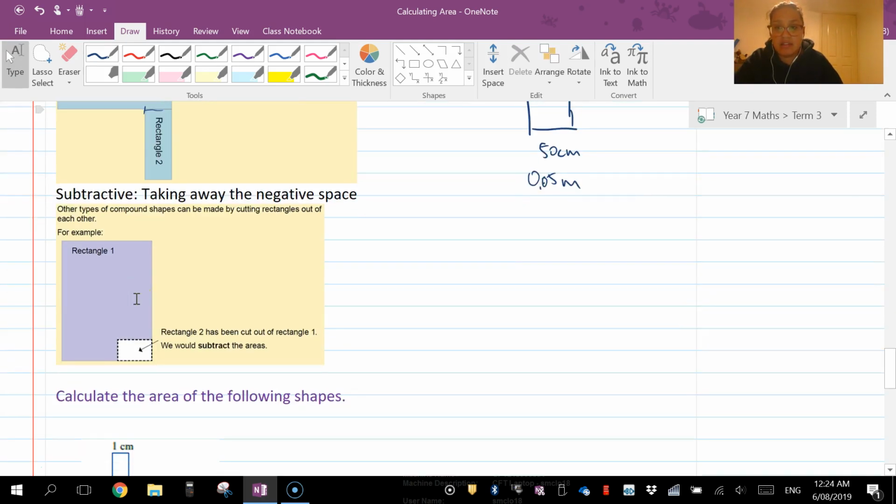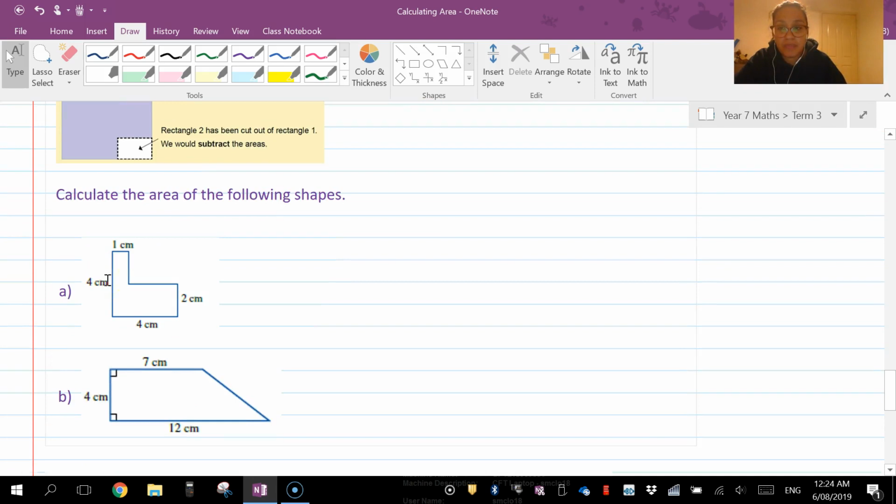Or you can do it with subtractive methods. So if you have an L shape, you can remove your negative space here and subtract it from the large one. So you would have your area equals big minus small, and then you would do calculations accordingly.